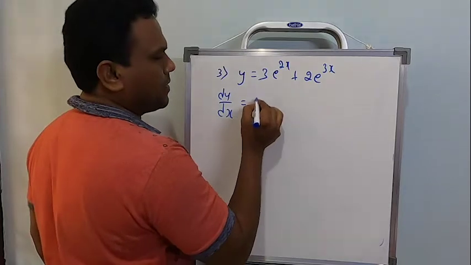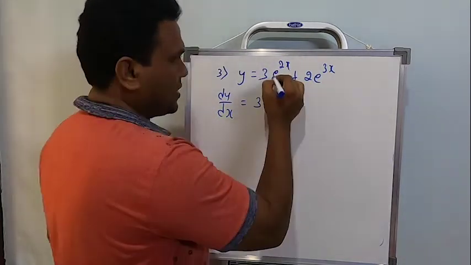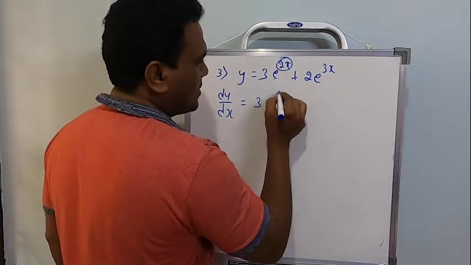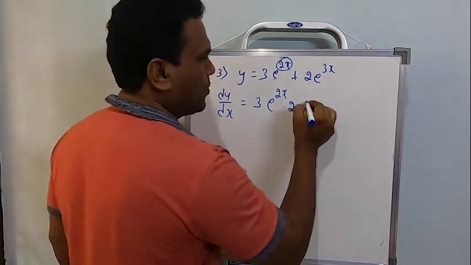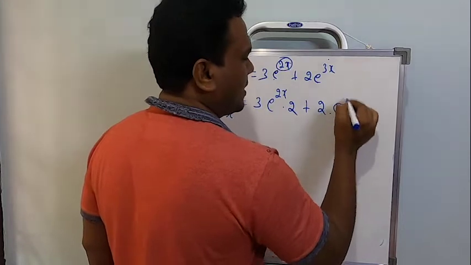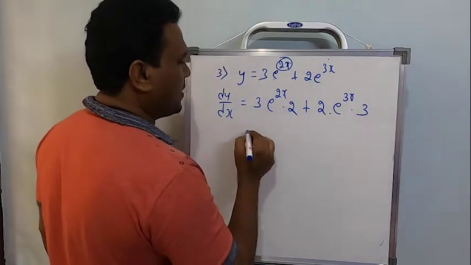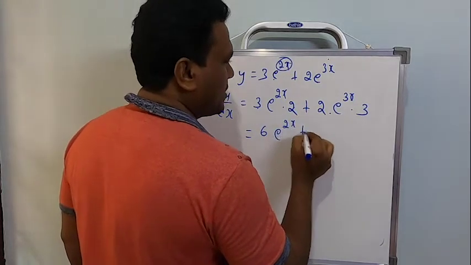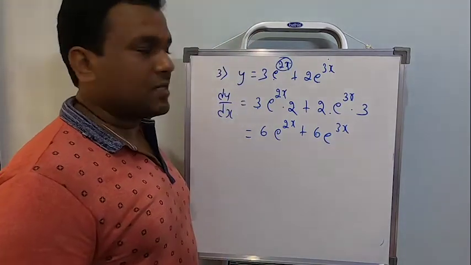Dy by dx, 3 is a constant. Differentiation of e power 2x. First it's in the form of e power x, then for 2x. Differentiation of e power x is e power x multiplied by differentiation of 2x will be 2, plus 2 as it is, it's a constant. Differentiation of e power 3x, e power 3x multiplied by 3. Simplify a bit. 3 multiplied by 2 will be 6 e power 2x plus 6 e power 3x. This is first time differentiation. This is dy by dx.